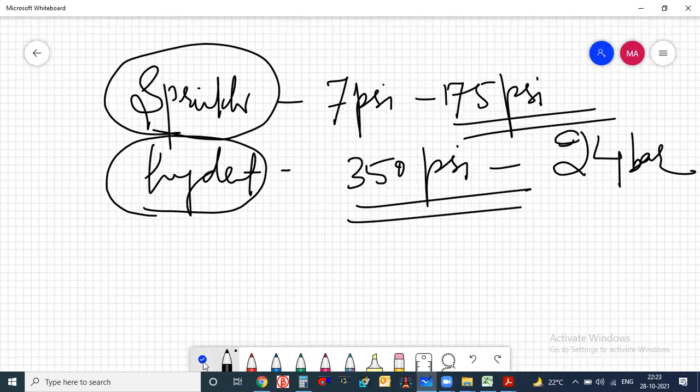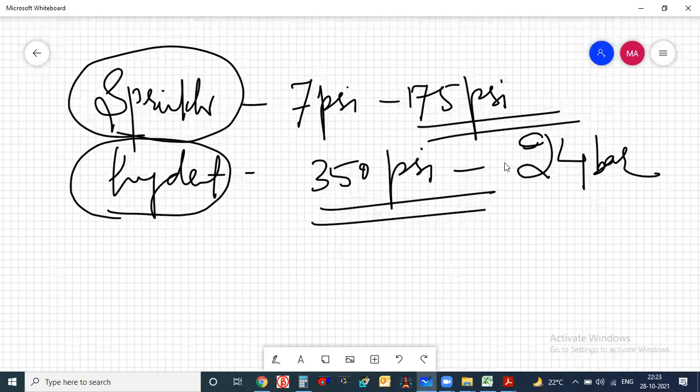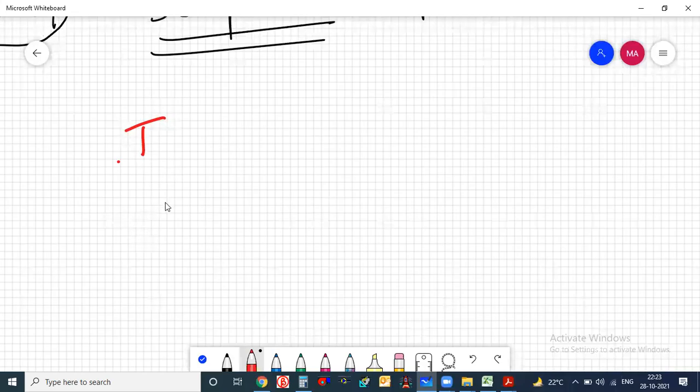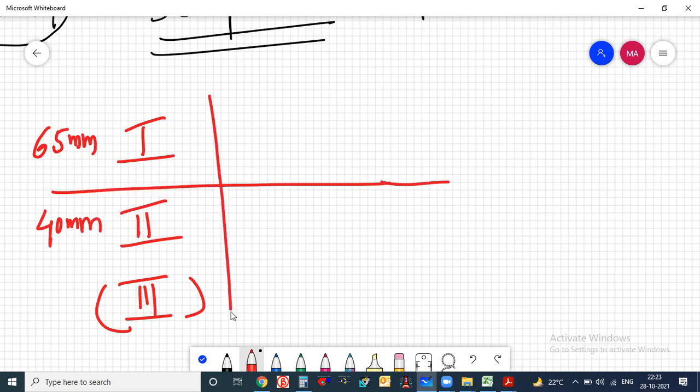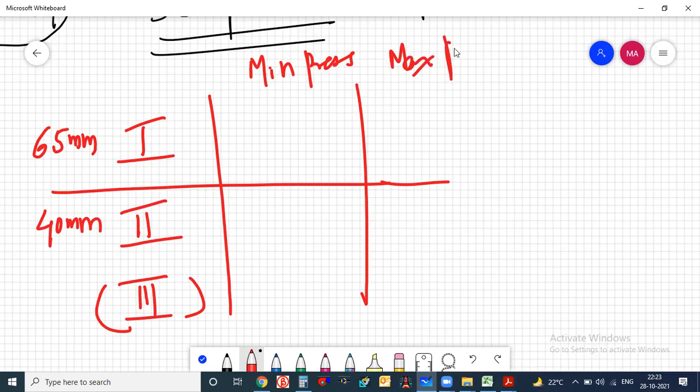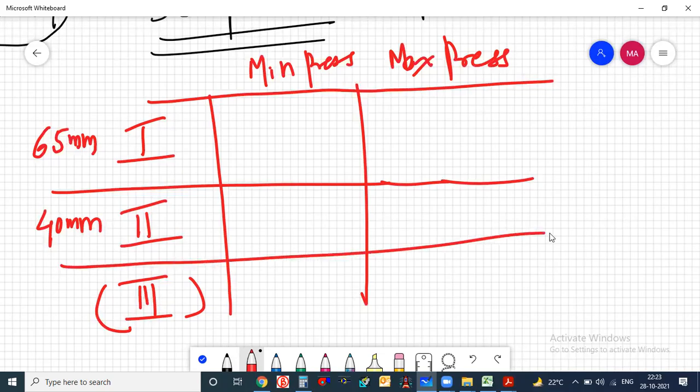So what I will do is write down one table for you, just to understand this. Suppose we have three classes: class 1, class 2. You can skip class 3 because class 3 is a combination of class 1 and class 2. Class 1 is 65 mm and class 2 is 40 mm. Let us see what pressure ranges they have given for class 1 and class 2: minimum and maximum pressure. First, minimum pressure. This is at the hose reel, right? Second point is the maximum pressure. Let us see what they have given for these two points.